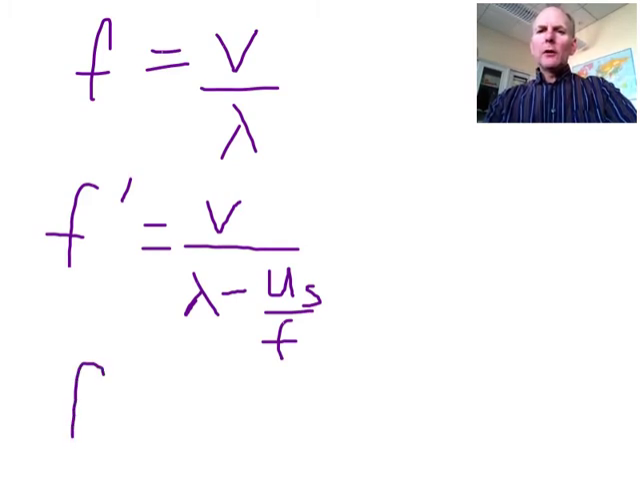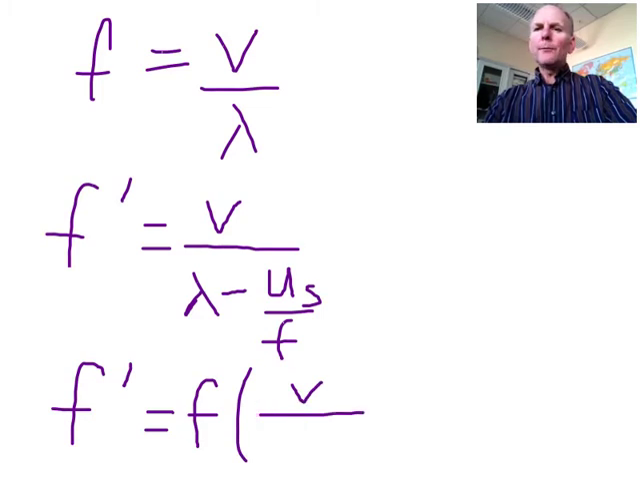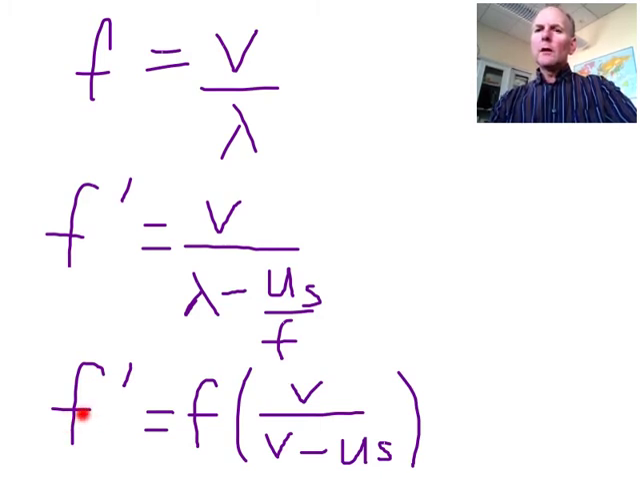The apparent frequency equals the actual frequency multiplied by the speed of the wave in the medium divided by the speed of the wave minus the speed of the source. So this equation will allow us to calculate the apparent frequency of the sound if we know the true frequency, the speed of the wave in the medium, and the speed of the source.